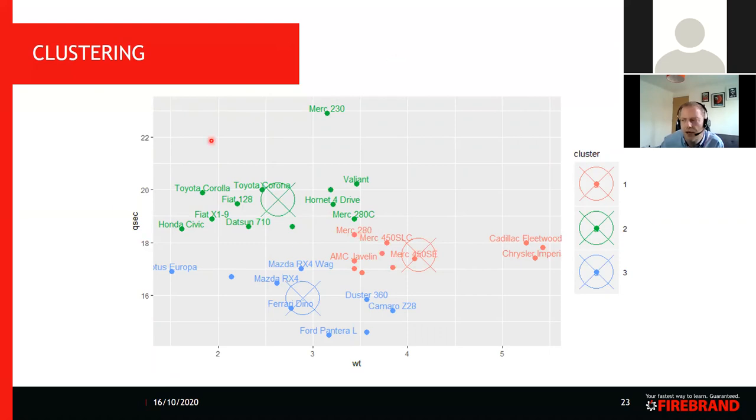Now, if you think about marketing campaigns, and you've got a load of customers, maybe you want to use a clustering algorithm to segment your customers into however many optimal clusters the algorithm decides. And then you can create marketing campaigns specifically for those clusters.